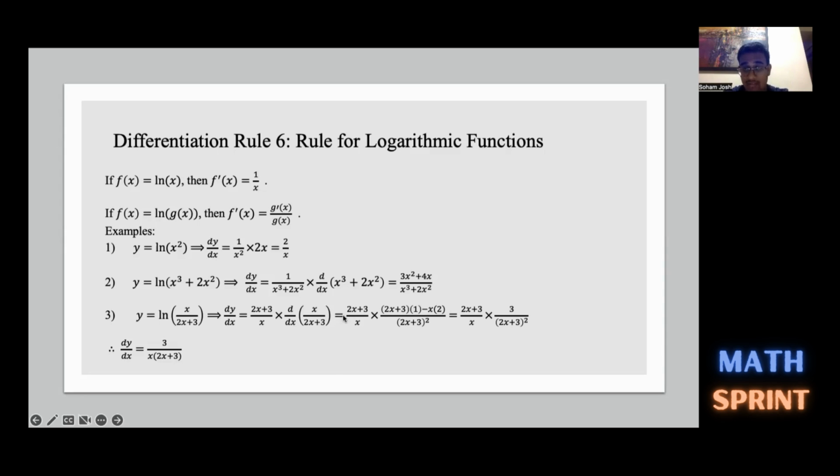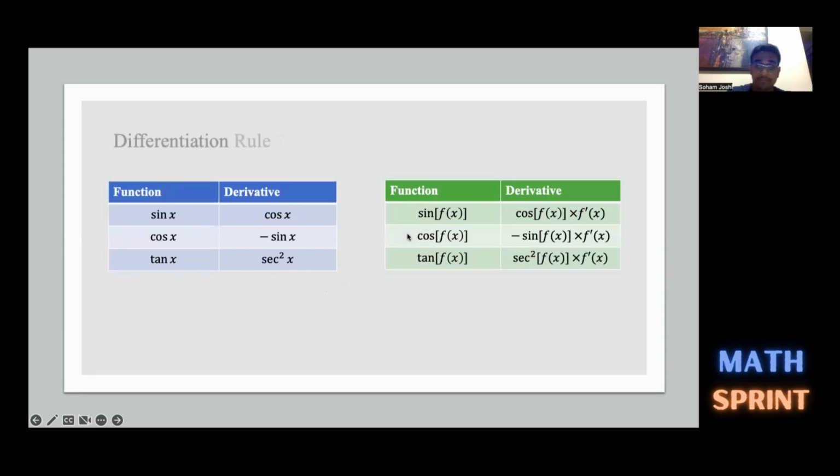After simplifying, now we use the chain rule. We multiply g dash of x with 1 over g of x. And finally, we get dy by dx is equal to 3 by x times 2x plus 3, after canceling the 2x plus 3 from the numerator and denominator. This means that this derivative function we've derived assumes that x is not equal to minus 3 by 2. So keep that in mind.